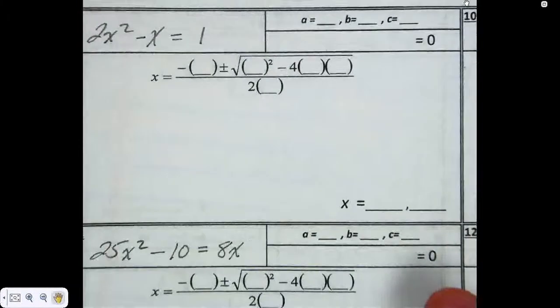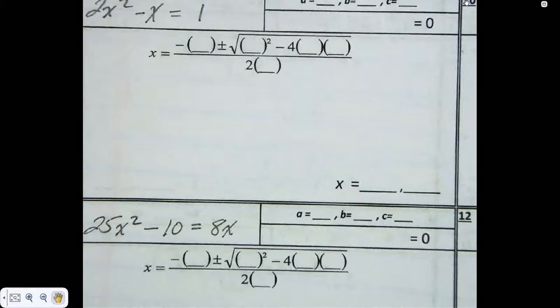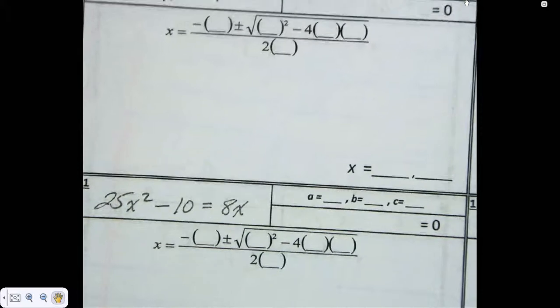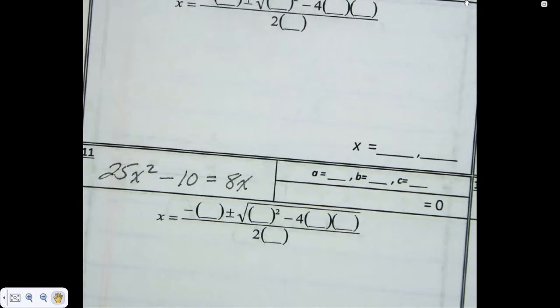When you're done writing that one down, turn it over, and pick 9, 10, 11, or 12. Which one of those do you want me to do? Do 11.